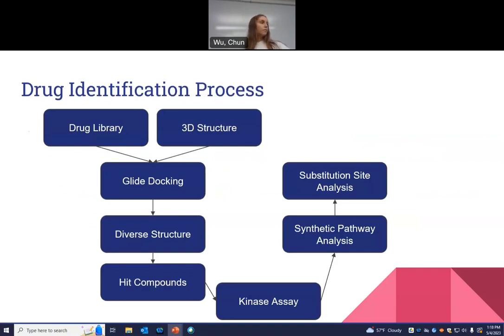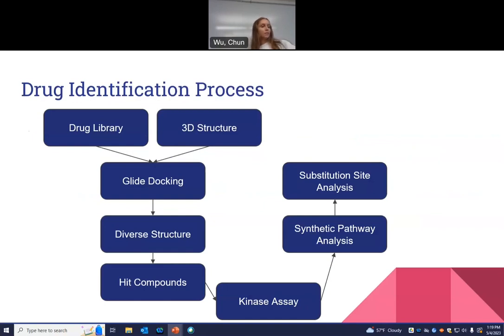So the process, first, this is basically what we did in dry lab this semester. You start with the drug library and the 3D structure that was already found by the bioinformatics student, and you plug that in. Then you do the Glide docking to figure out where the binding will occur, diversify the structure, find the different angles in the way that it will bind, find a hit compound, and decide which ones are the top matches to binding to hopefully inhibit the growth.